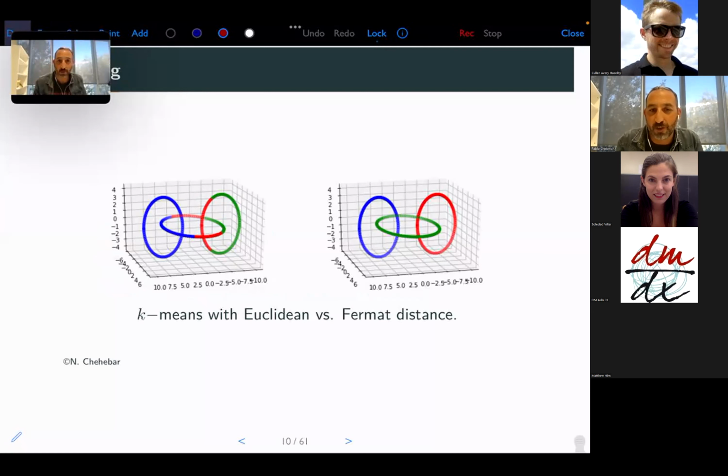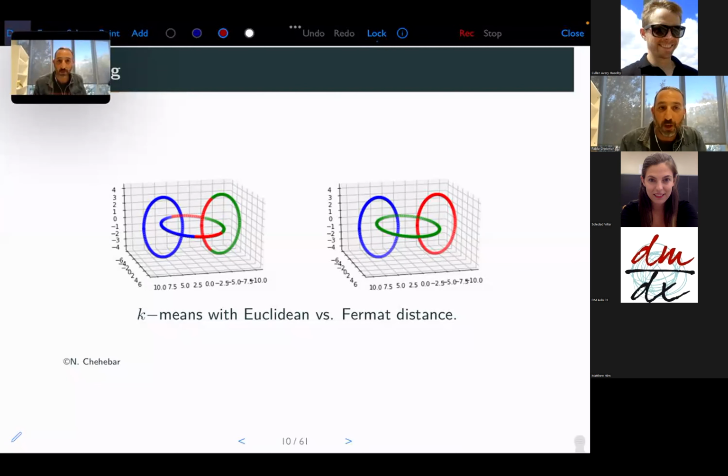I guess I can assume that everybody is familiar with the Kmeans algorithm, right? So maybe you tell me if I should explain what Kmeans is, or can I assume that? Okay, I will assume it. You tell me if it's not the case.